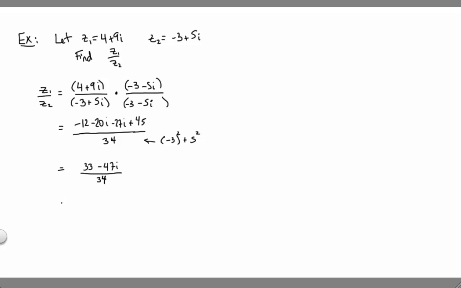That would be okay in terms of a final answer, but I would say it's a little better to distribute that denominator so that you're really separating the real and the imaginary part. So 33 over 34 is the real part, and then minus 47 over 34 i is the imaginary part. That's our final answer, and that's in general how you divide one complex number by another.